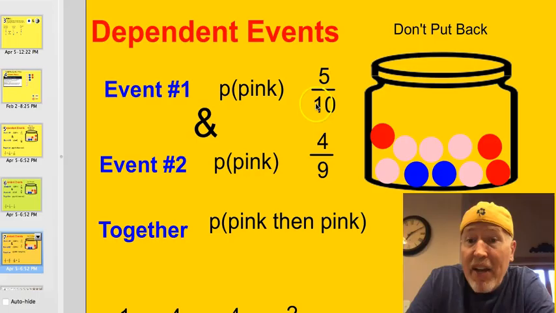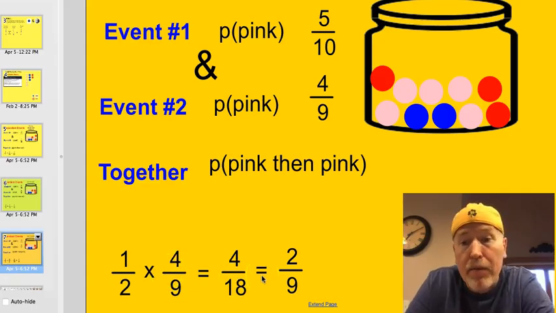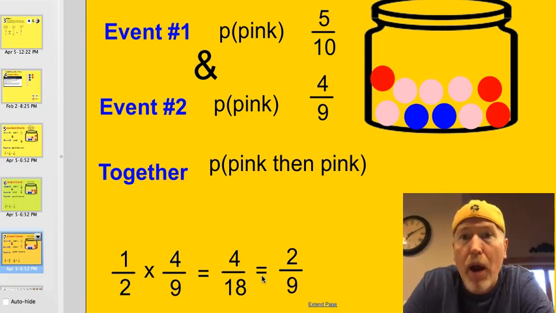So you're going to have 5/10 times 4/9. So the probability of together pulling a pink, then a pink, would be 1/2, 5/10 simplified, times 4/9, the second pink, gives you 4/18 simplified. You have 2/9 is the probability.